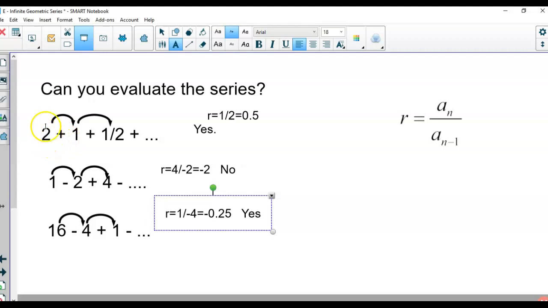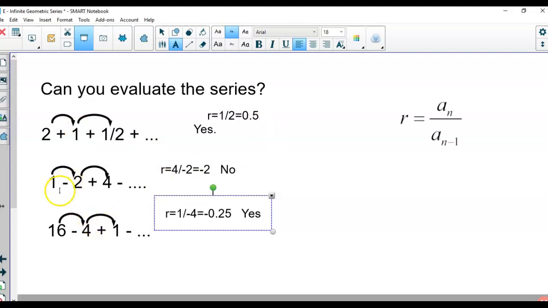You could say, oh, well, 2 times 0.5 is 1. 1 times 0.5 is 1/2. That would be one way. Or you could say, hey, 1/2 divided by 1 is also 1/2. So the first time when we got that rate right there, we did 1 divided by 2, which is 0.5. We can confirm that it's 0.5 again by taking 1/2 divided by 1, okay? Just to confirm that it is actually geometric.